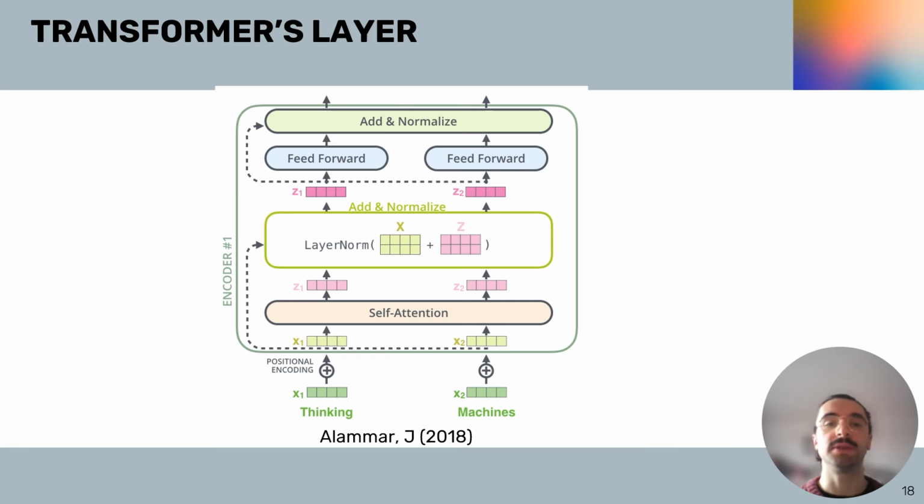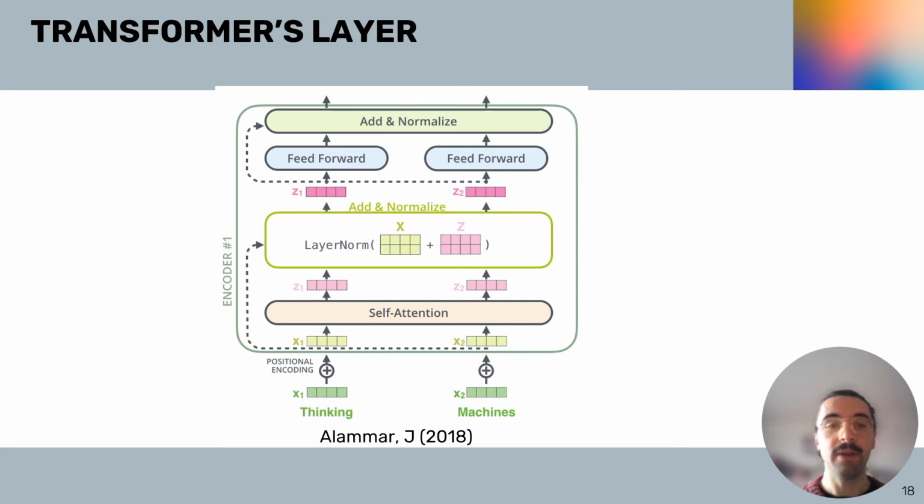The outputs z1 and z2 from the self-attention mechanism are then passed to an add and normalize layer. In this layer, the original input embeddings x1 and x2 are added to their corresponding self-attention outputs z1 and z2, respectively. This is followed by layer normalization. And the purpose of adding the original input is to provide a residual connection, which helps in training deeper networks by mitigating the vanishing gradient problem.